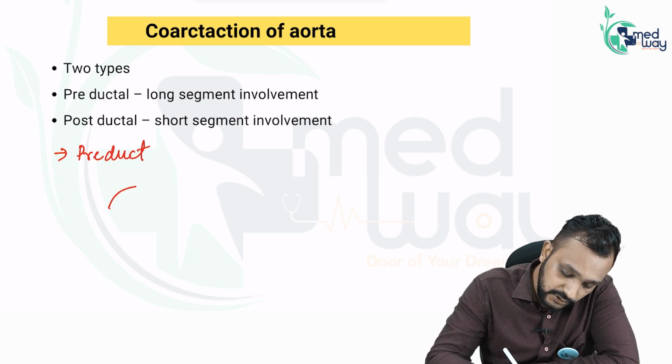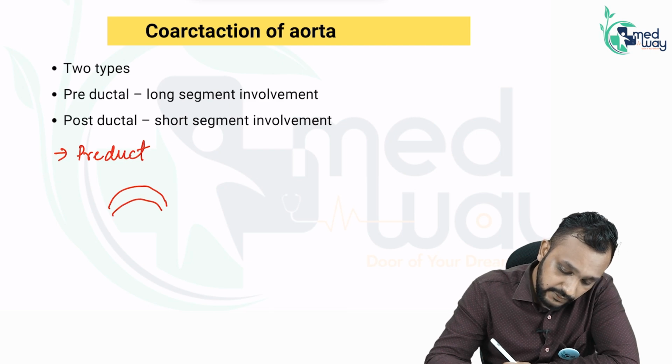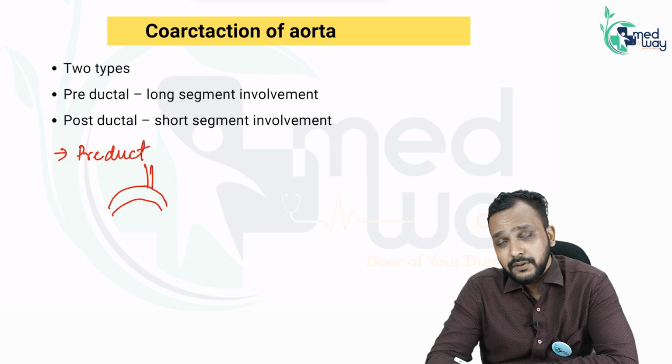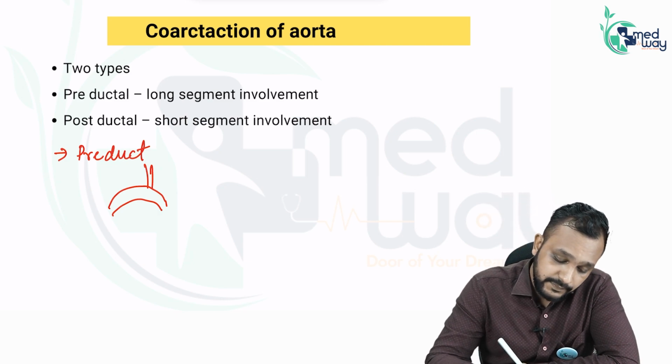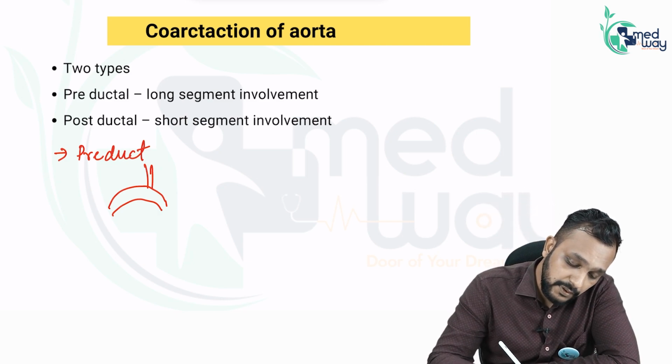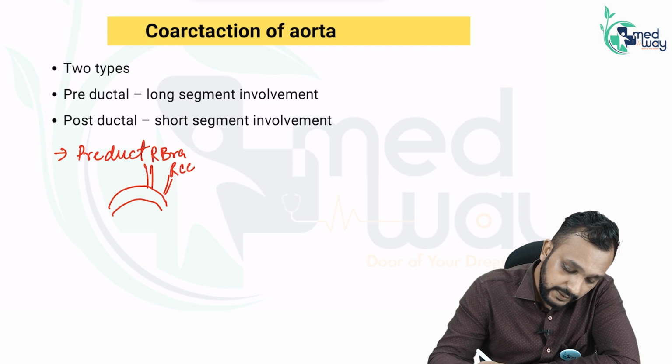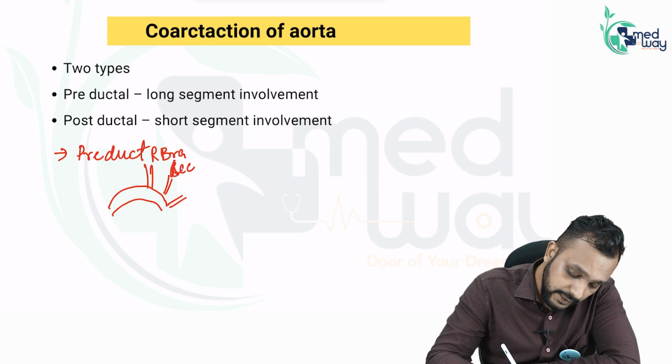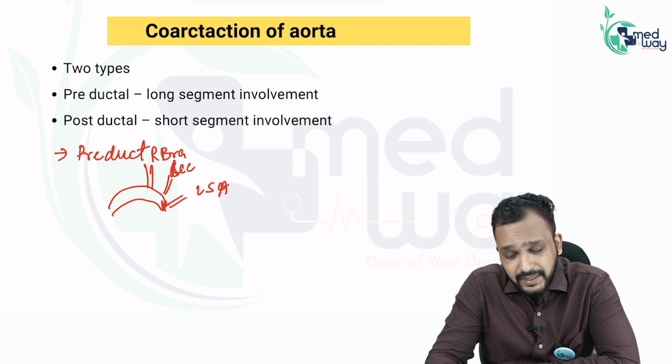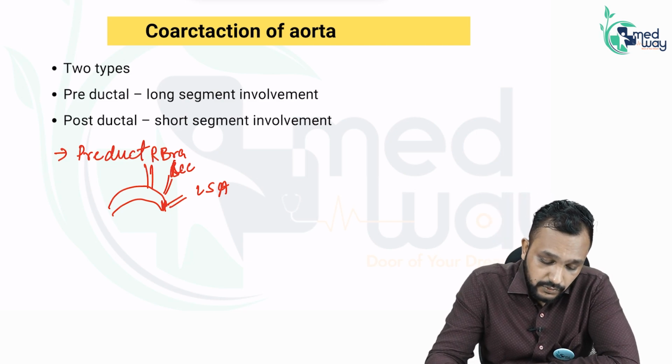So if I draw the arch of aorta, you see in the preductal type there is normal origin of the right brachiocephalic trunk, right? Normal origin of the left common carotid artery, and there is narrowing just before the left subclavian artery. This is what is happening in coarctation of aorta.